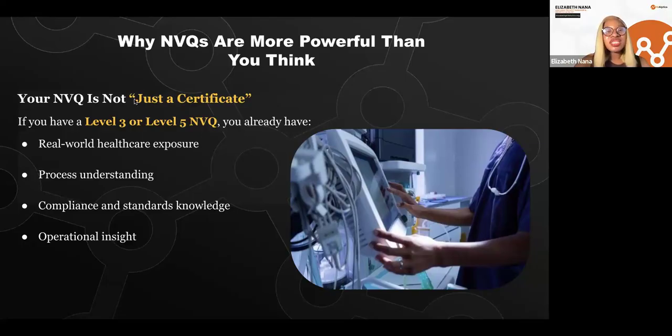Now, moving into a health informatics role with your NVQ, it's not about you starting from scratch. Don't think about it that way, because you're leveling up, you're upgrading. You already have some skills that recruiters are looking for, and you don't even know that people are searching for you. Like, you are gold. All right. So you're not starting all over. You're not starting from scratch.